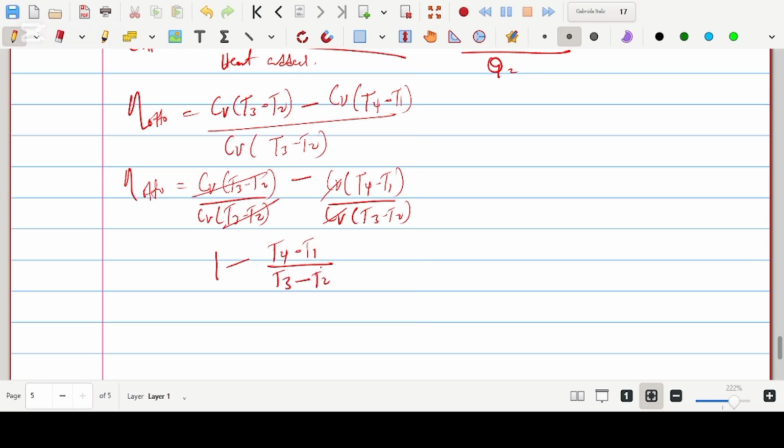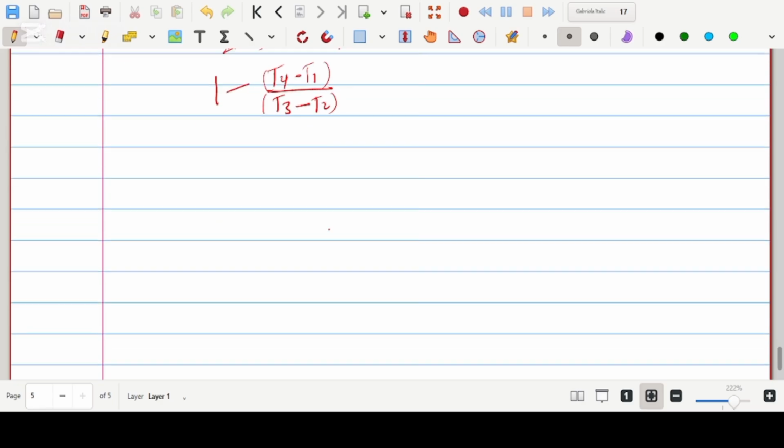Is that taken? This is the efficiency, one of the formulas for the efficiency of the Otto cycle. As we advance, we'll still derive more formulas to calculate the efficiency of the Otto cycle. Now let's go back to the processes that we have.